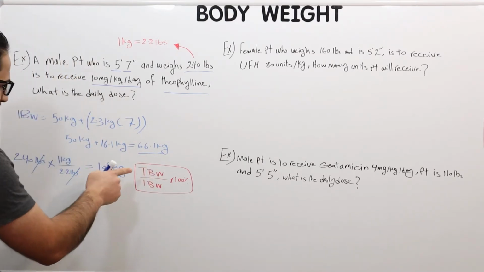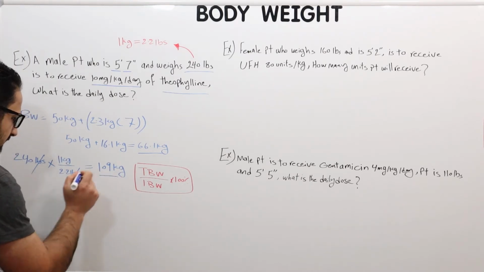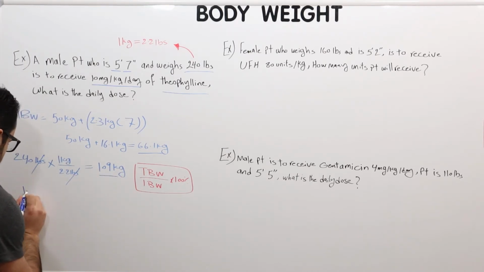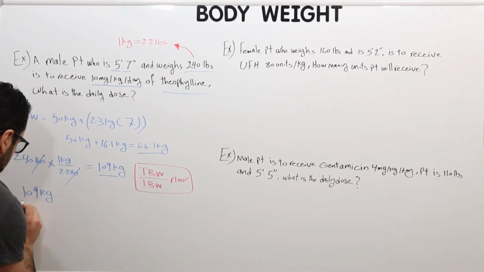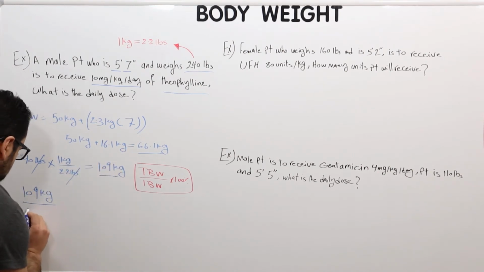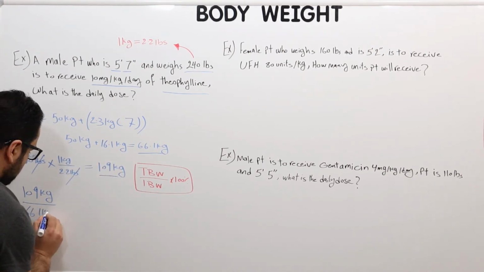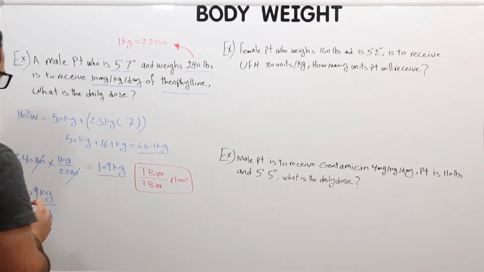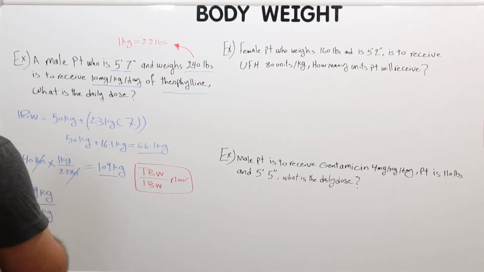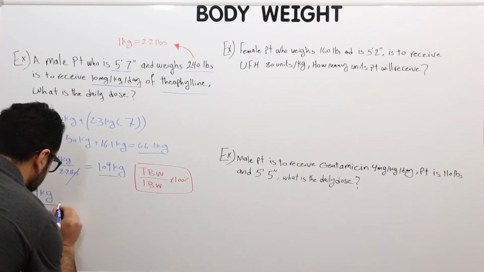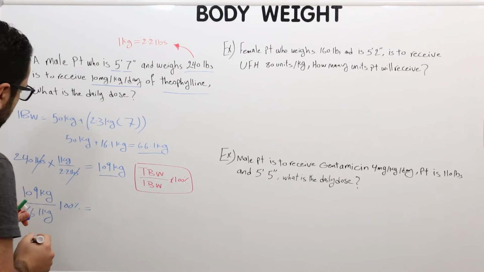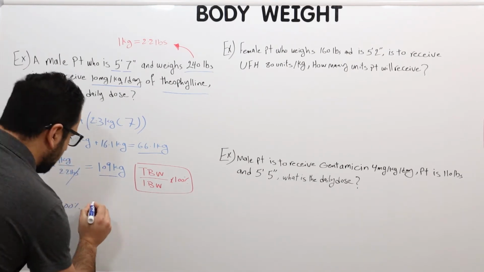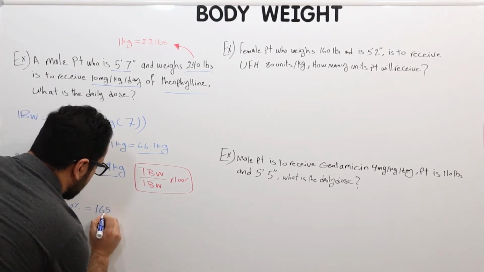So let's divide 109 over 66. Following this formula, it's 109 kilogram, the total body weight or actual body weight, over 66.1 kilogram. Then we need to multiply this by 100%. If you plug this into the calculator, you should end up with 165%.